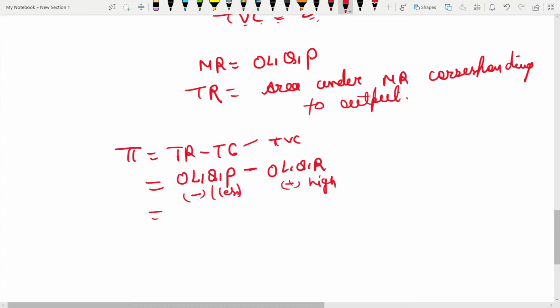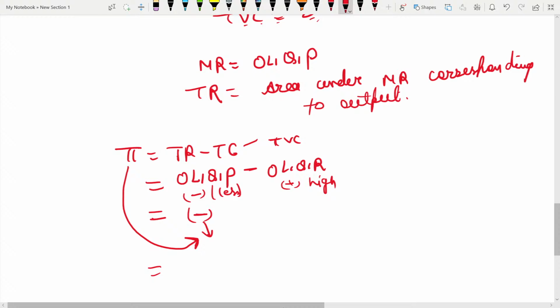So if we subtract less from high, what will we get? A negative sign. Okay, so this is actually profit, but what? This is not a good profit. This is actually a negative sign showing this is not a good profit.